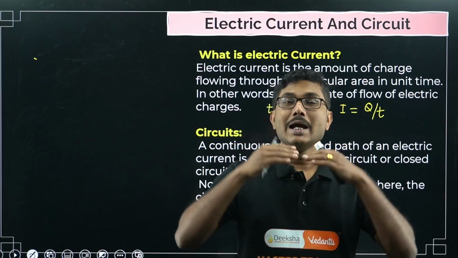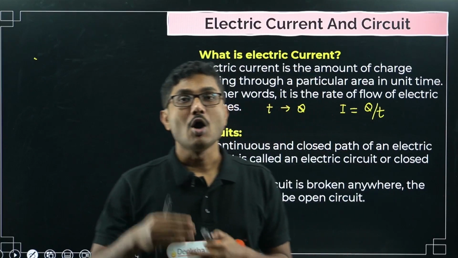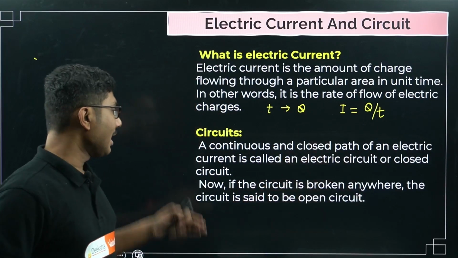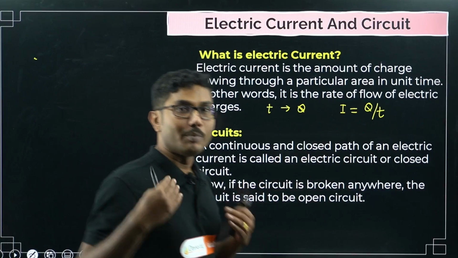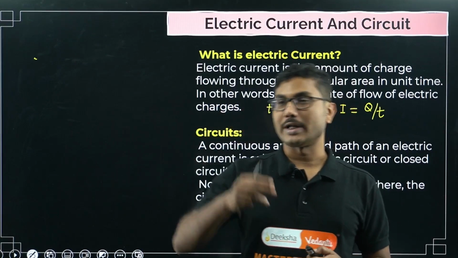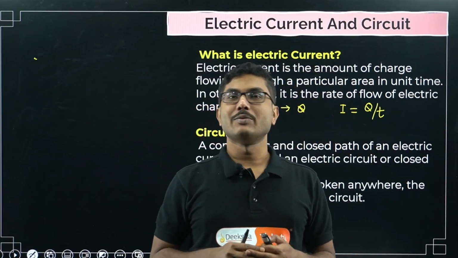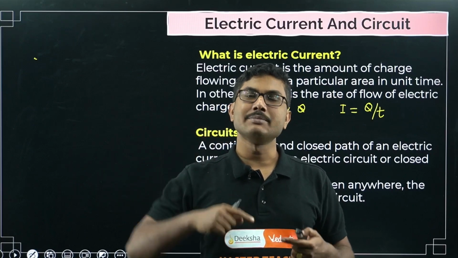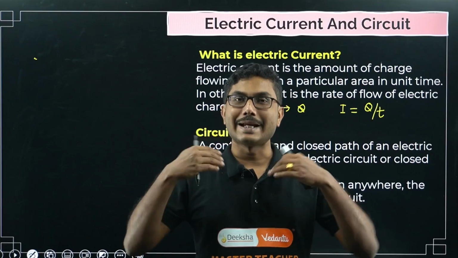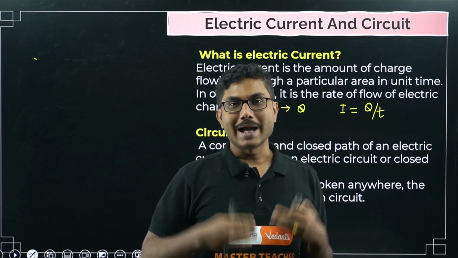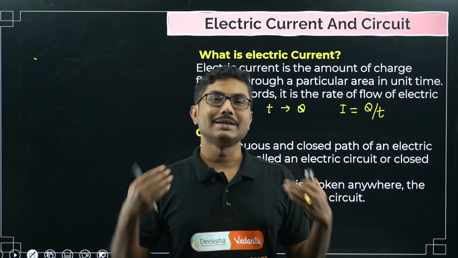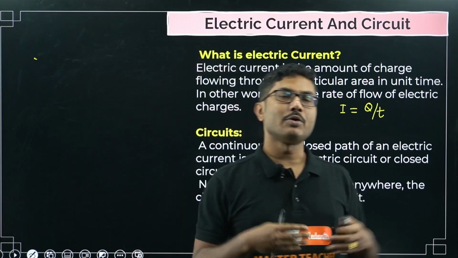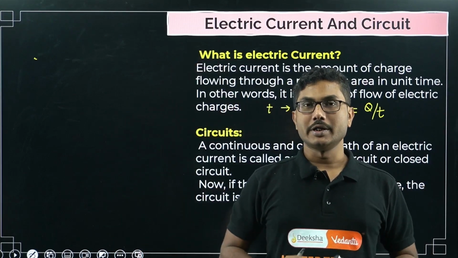You are manually creating something which is called an open circuit. If the circuit is broken anywhere, the circuit is said to be an open circuit. Now if you switch off the light, basically you are removing the connection. Inside the switch, there is a mechanism through which you are breaking the circuit, and by breaking the circuit you are making it an open circuit. So current cannot flow through the light anymore, and the light is turned off.